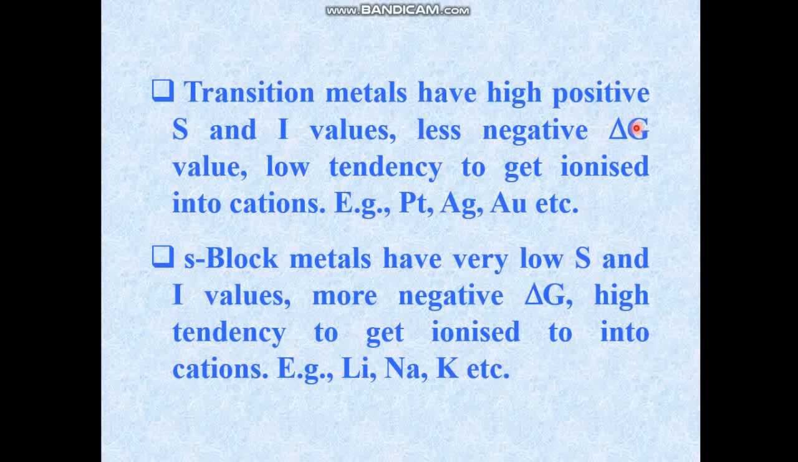So if the question comes to your mind why the transition metals have low tendency to get ionized, then the answer would be delta G equals plus S plus I minus H, and transition metals have high positive S and I values, so a less negative delta G value, so they have less tendency to get ionized.